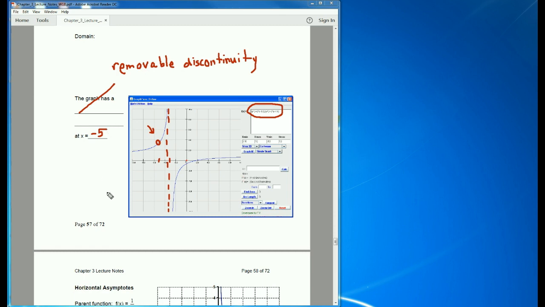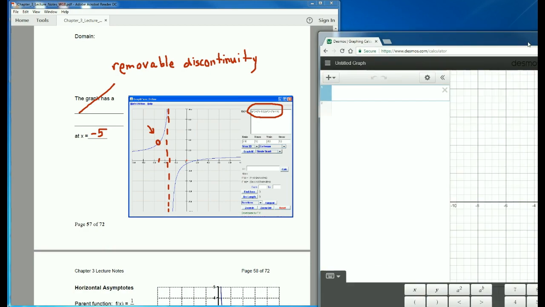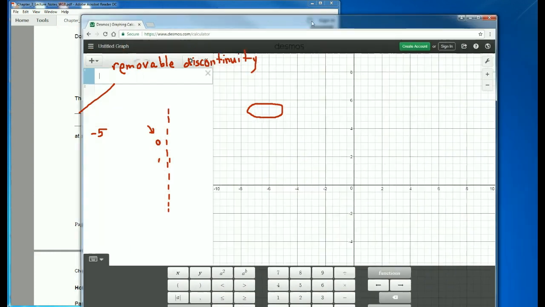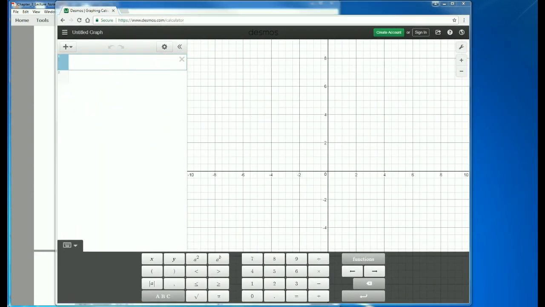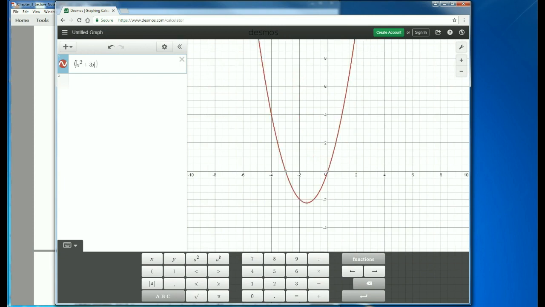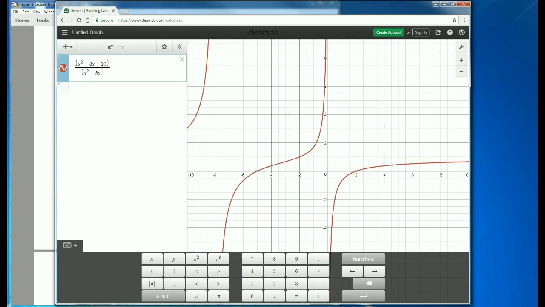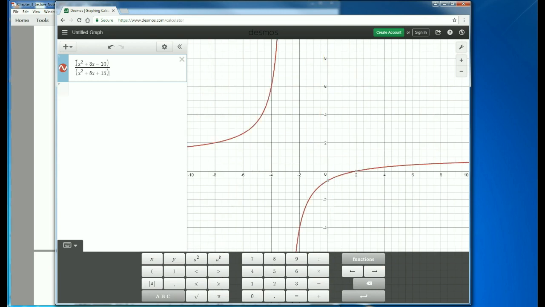And again, this occurs at x equals -5. All right, and let me also just go ahead and pull Desmos over real quick. I'm going to have to erase that stuff. You guys got all that? I'm going to erase it. Let me just type in the original function, which was x squared plus 3x minus 10 divided by x squared plus 8x plus 15.